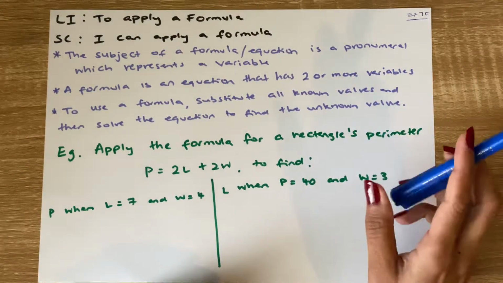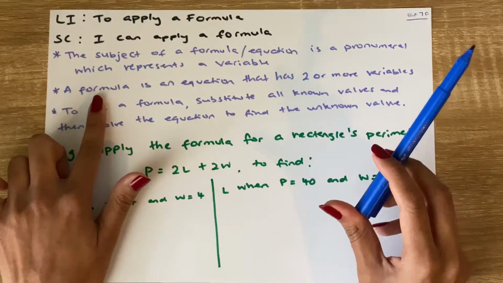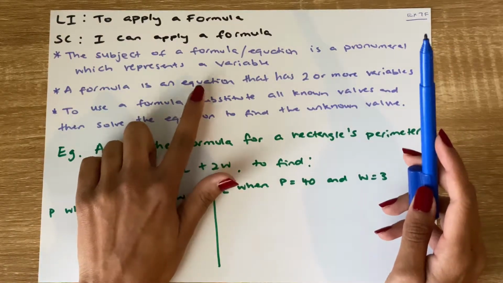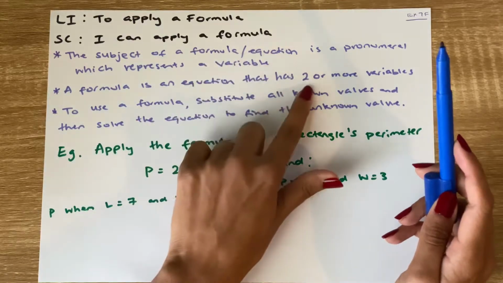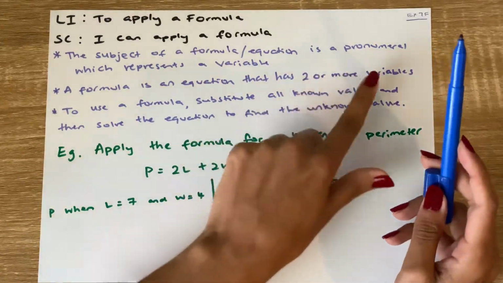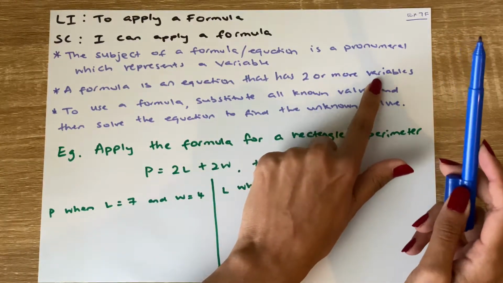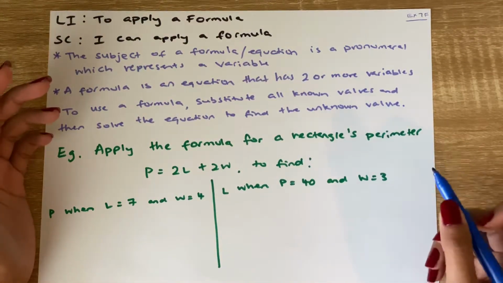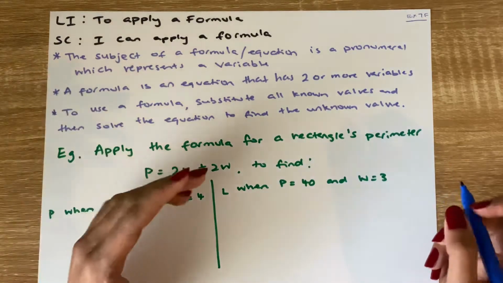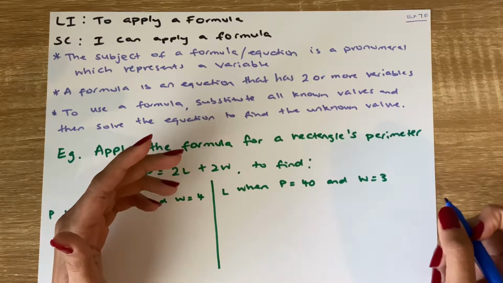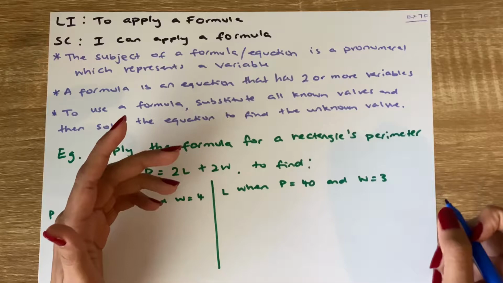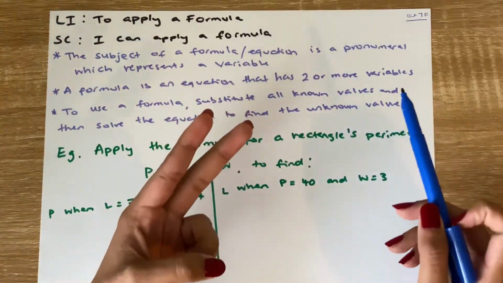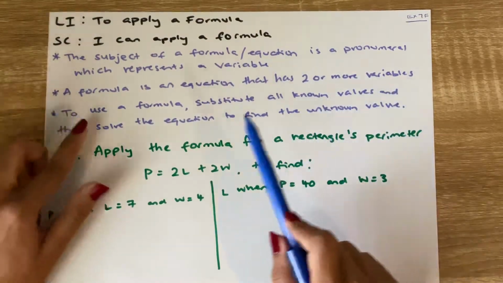So when we're looking at what a formula is, it's an equation. It's something that has an equal sign and has two or more variables. So it has two or more pronumerals, which means it has two or more letters in it. Something like XY equals 14, or X plus Y equals 14. So I've got two letters and I've got an equal sign.